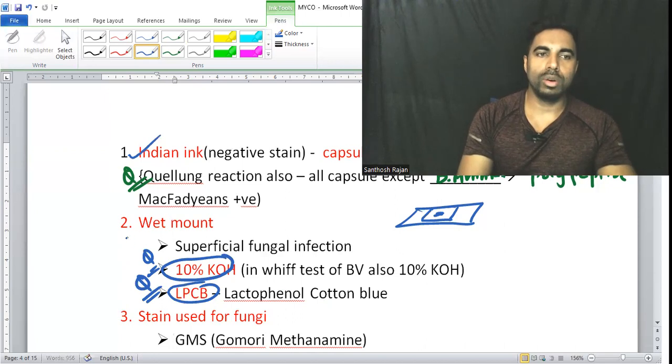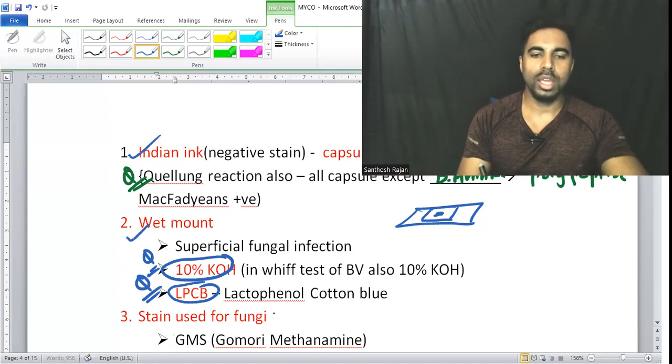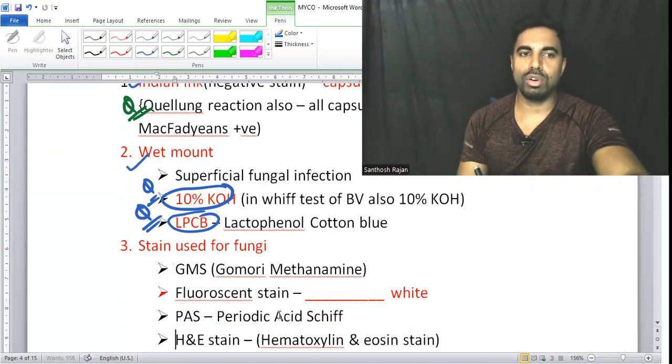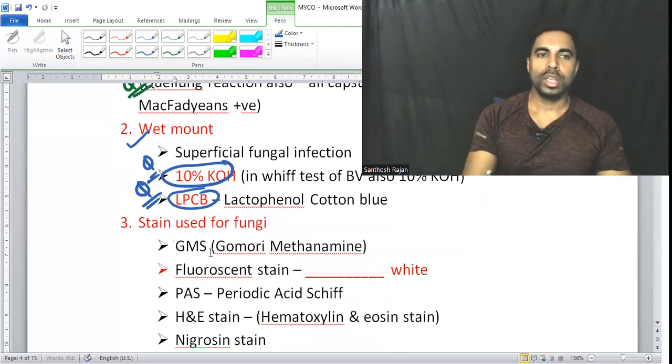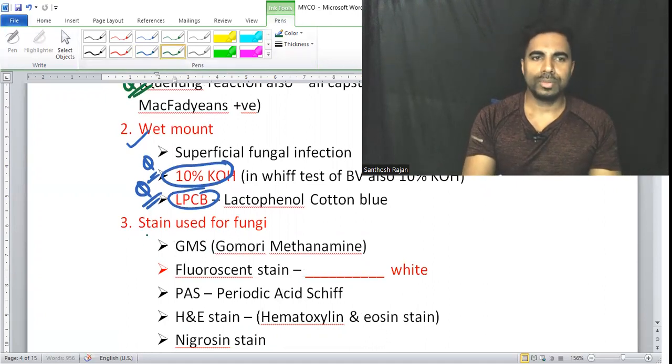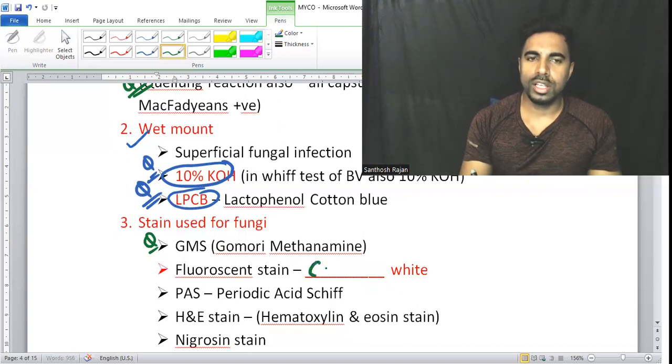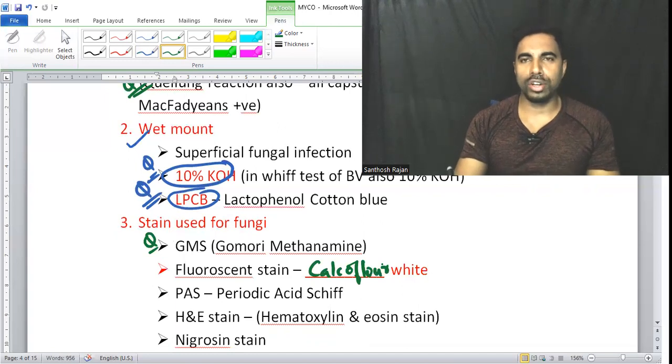Indian ink for capsule, done. For wet mount, you can use especially LPCB, and we have a lot of other special stains. You only have to know the names. Gomori methenamine silver, they have asked a few times. What are the special stains for fungi? One is Gomori methenamine silver. The other is fluorescent. Which fluorescent stain do you know for fungus? Calcofluor. Like acridine orange, which we have for Plasmodium, malaria.